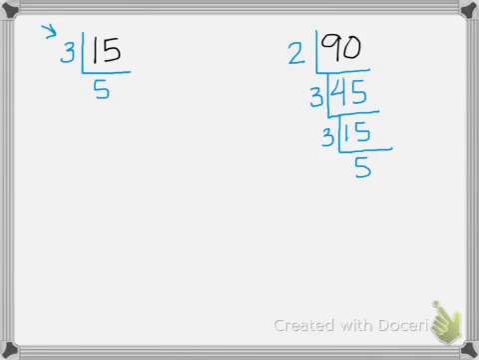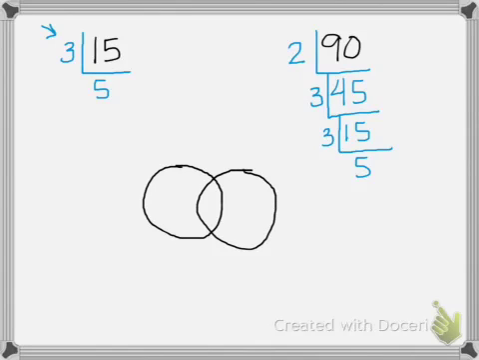Now, like I said before, once we get to this part, we want to then create our Venn diagram. So here's the circle for 15, and here's the circle for 90. And remember, we want to make sure that we have a part that overlaps so that we can see which prime factors they share. So here's 15, here's 90.